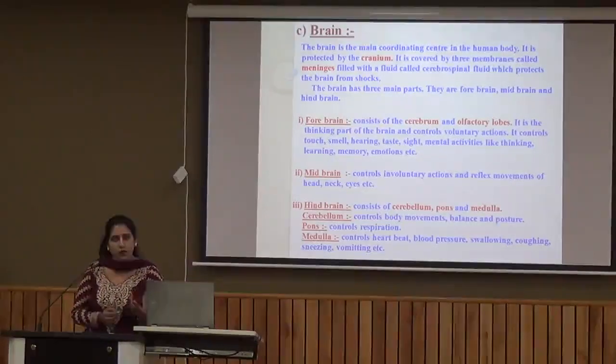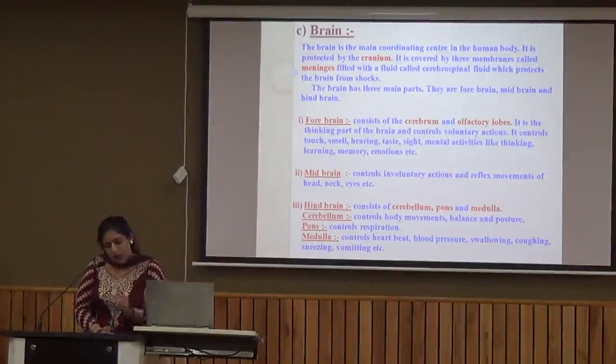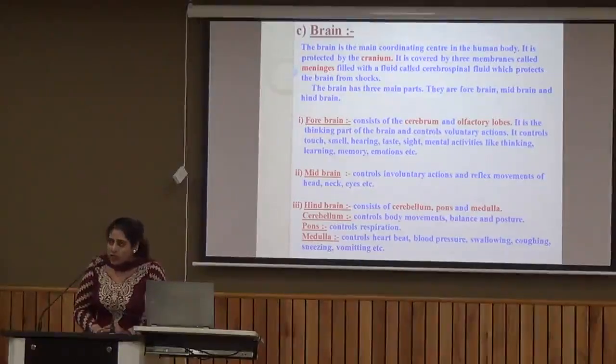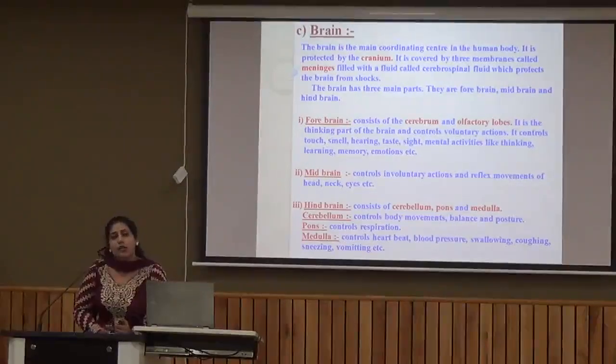Cranium, the another name. We know it as a skull, but it is cranium. It is made up of 8 sheets of bone and it is really very hard. It is covered by the 3 membranes called meninges, which is filled up with the cerebrospinal fluid. Now why is there a requirement of a cerebrospinal fluid? Because it protects us from the shocks.